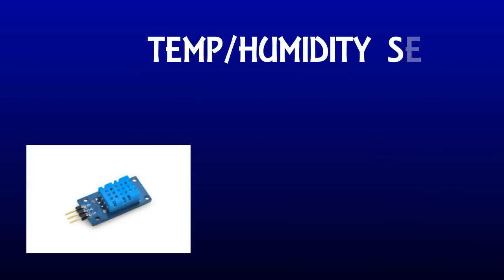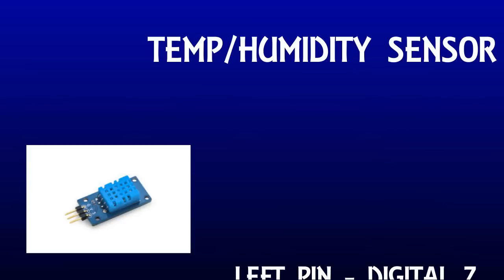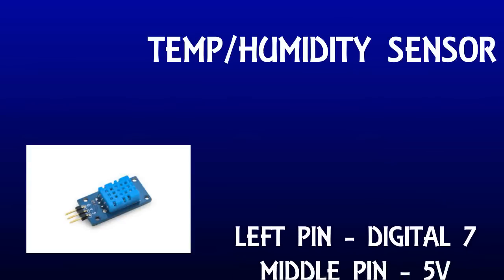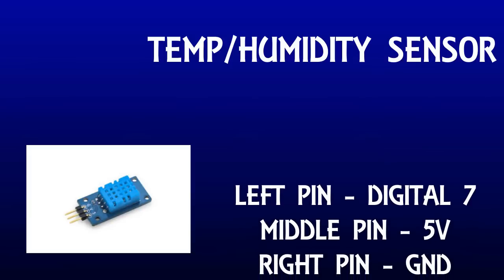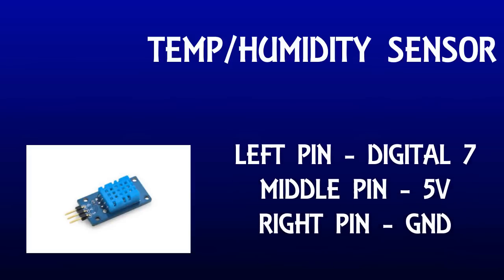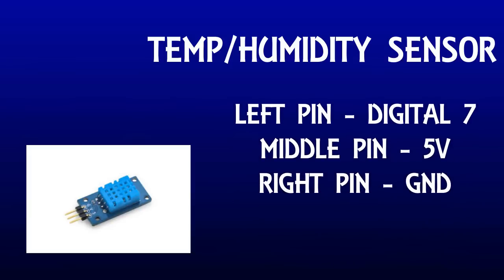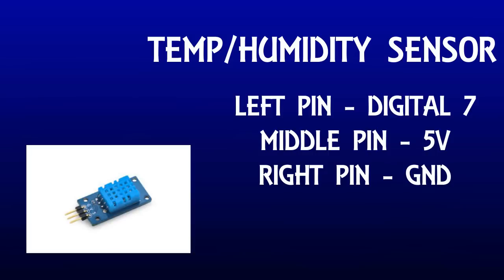Okay then, now we have the temperature and humidity sensor. I've put this on the screen. The first pin on the left that you can see on the screen, the one right at the top on the left, goes to digital pin 7, the middle goes to 5 volts, and the pin on the right goes to ground. So they are the pins that you need to wire up the temperature sensor to. No resistors are necessary for this, or the previous one in fact.